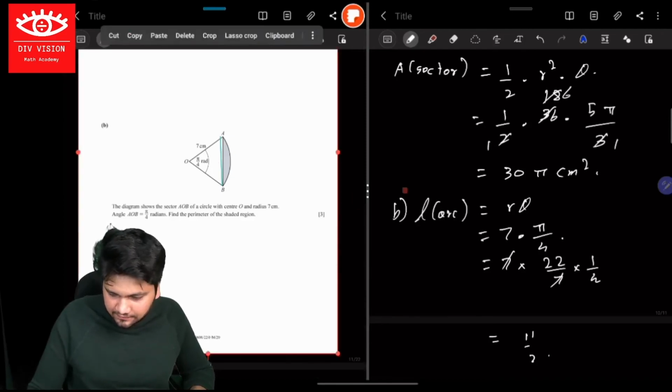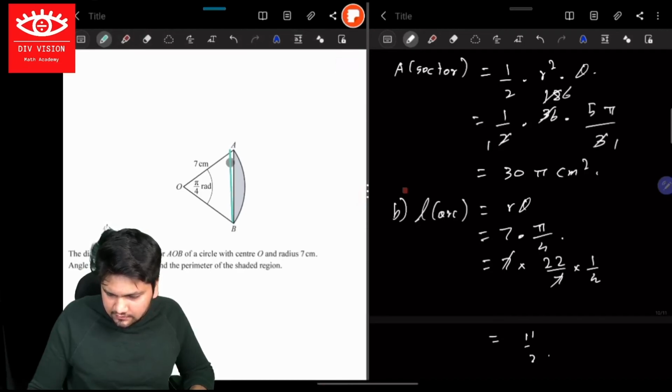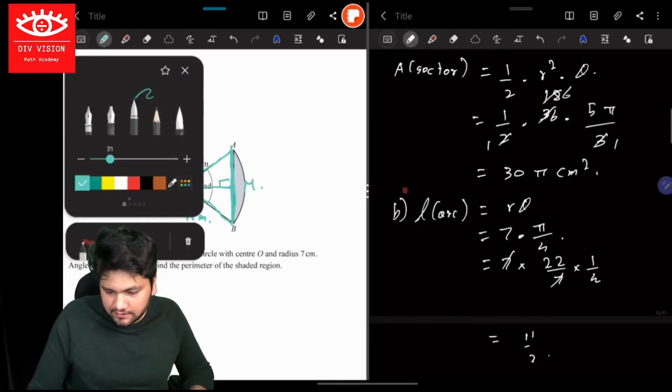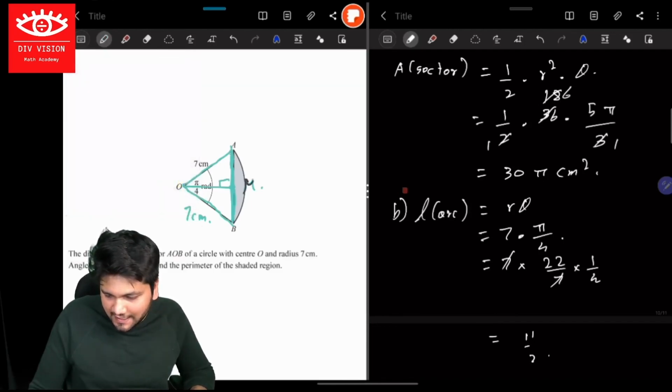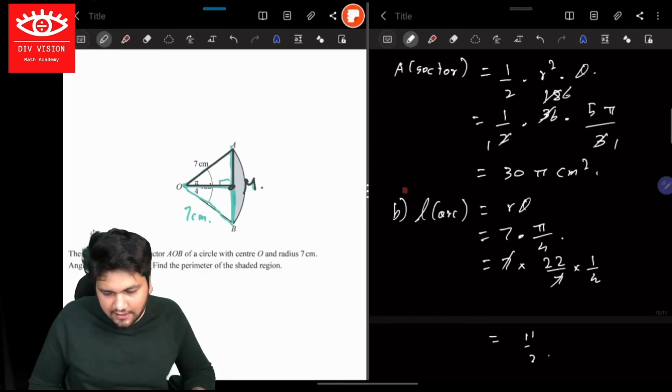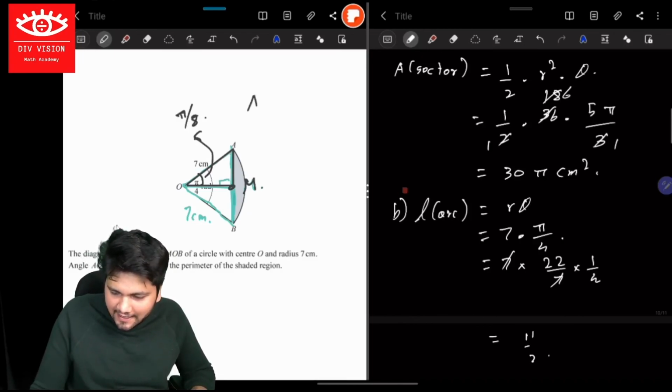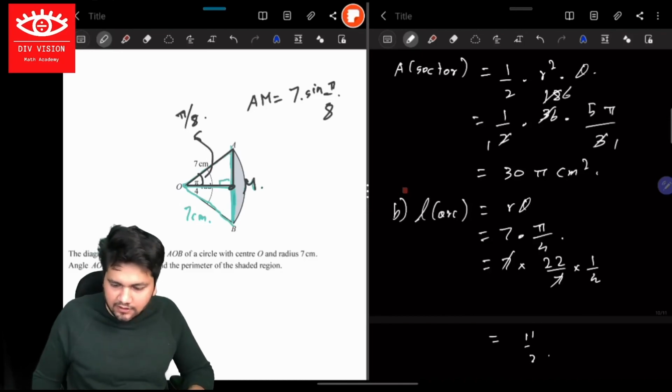Now to find the length of the straight AB, we observe this triangle OAB. It's an isosceles triangle, right? What is the property of an isosceles triangle? If I make a point and draw a perpendicular from the apex to the base, this is going to be the midpoint. Let's say this is M. Now let's concentrate on this triangle. The hypotenuse is 7 centimeter. This angle is pi by 4, and it is going to be bisected, so this angle is pi by 8. So this side AM is the hypotenuse, 7, into the opposite, that is sine of pi by 8. That's how the length of AM is going to be.